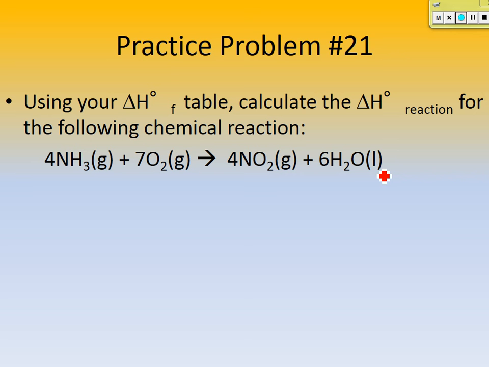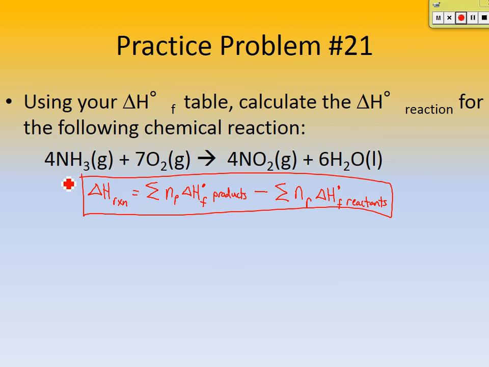Okay, so let's write down the Big Mama equation first, which said that delta H of the reaction is equal to sigma N of the products times the delta H of formation of the products minus sigma, the number of moles of the reactants, times the delta H of formation of the reactants. Okay, so we're going to keep that form. This is called the Big Mama equation. Let's use it now and plug into it.